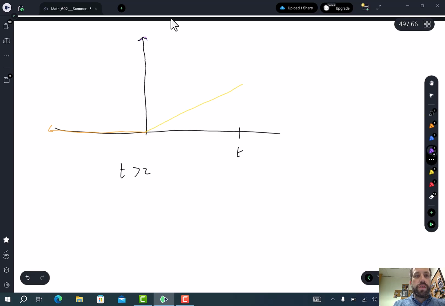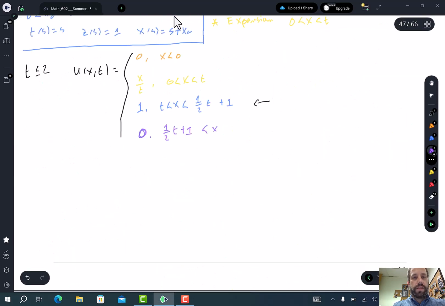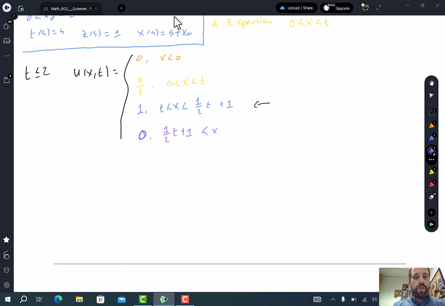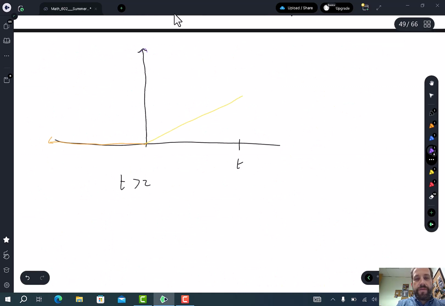Now what's going to happen with the purple part? Coming back up here to the formulas, the purple part is going to be equal to 0 for x bigger than 1/2 t plus 1. But if t is bigger than 2, 1/2 t plus 1 is less than t. So we're going to have the purple part being like this. And so we have this triple valuedness, and we're going to have some shock that we have to figure out.